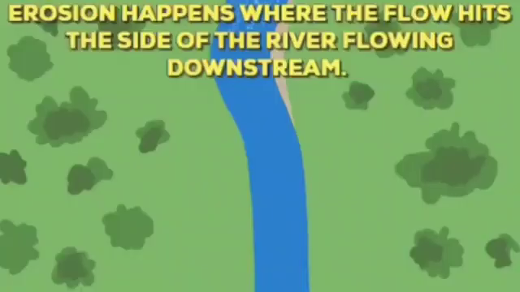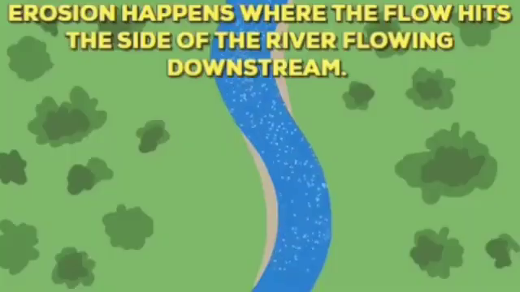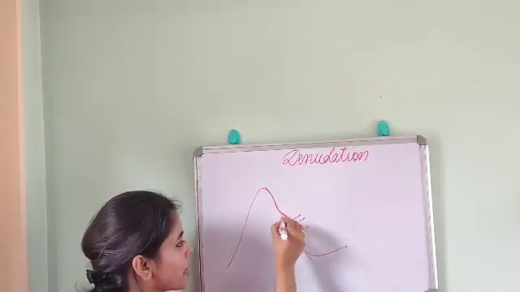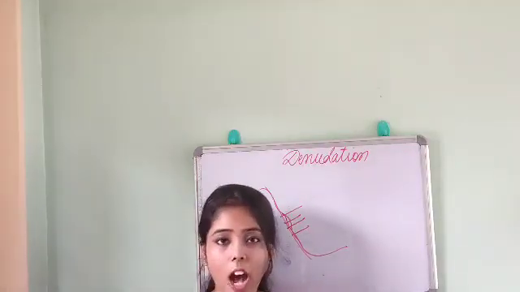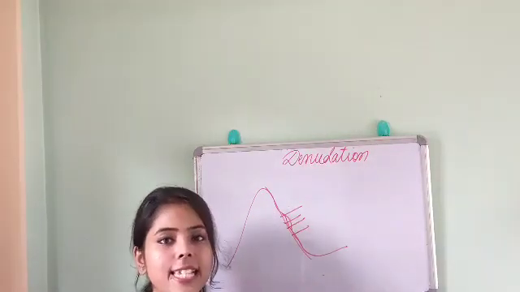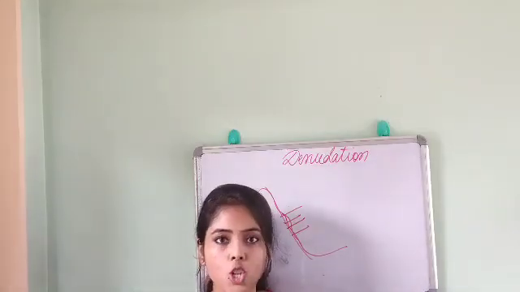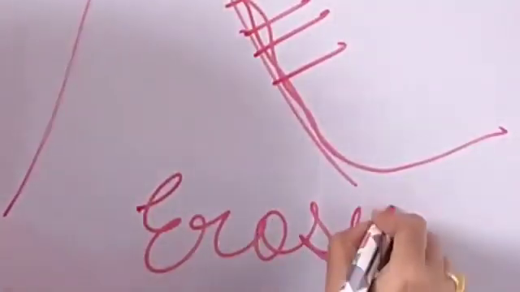Erosion means the river is eroding away the material from the landform. If the river is flowing through this slope, then what will it do? It will erode away the materials from the slope of the mountain. And afterwards the materials will be deposited by the river only. So first, in the upper course, the river will do only the erosional work.